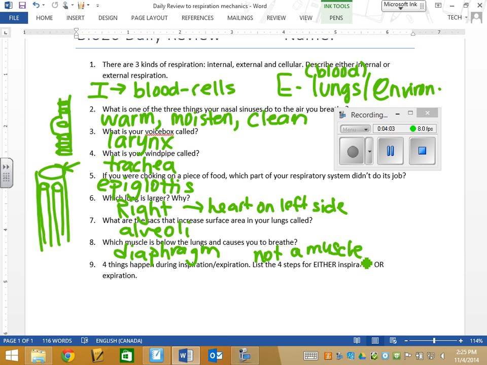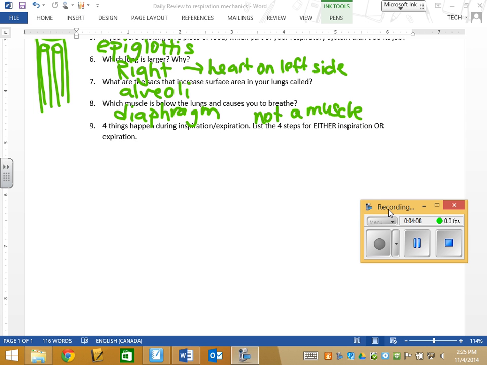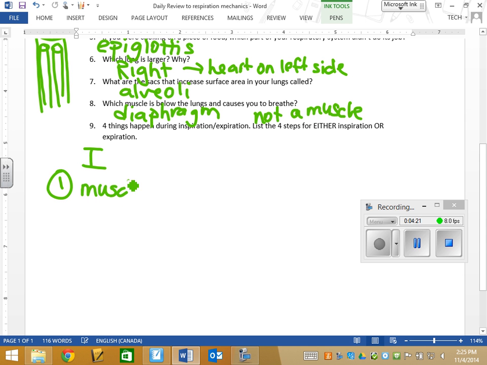So number 9 is giving you a choice. In number 9, you either needed to describe inspiration or expiration, and it's because the steps are basically the same with one key change. So I will do inspiration first, what happens when you inhale. First step is that your muscles contract. The specific muscles are your diaphragm and your intercostal muscles. Intercostal means between your ribs. The result of this muscle contraction is that the volume in your thoracic cavity increases.